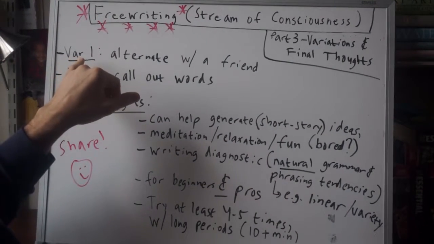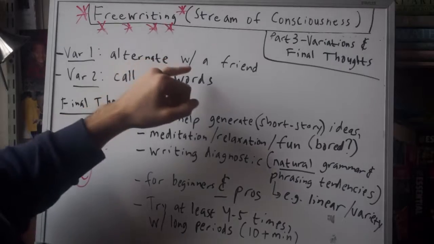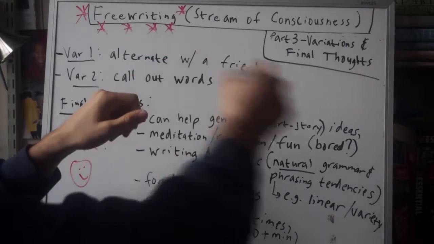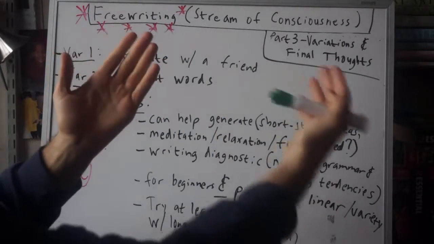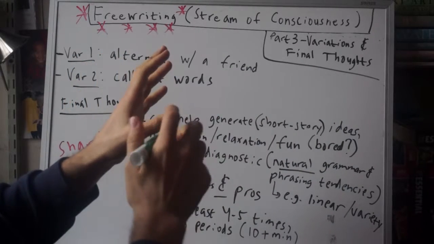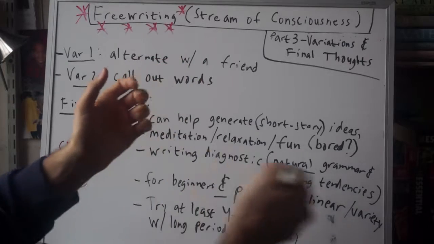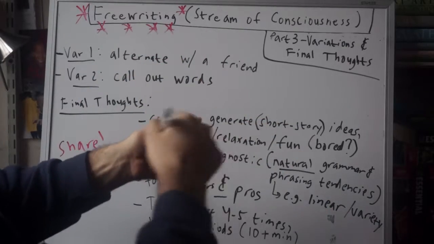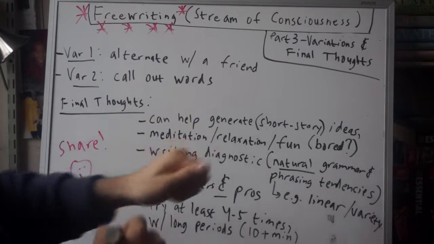So variation one might be alternate with a friend. You're going to be doing your free writing exercise and you're going to have a friend or a partner sitting next to you, and every, let's say, anywhere from half a sentence to 2 sentences, you're going to take the paper and continue right from where they left off without taking a break.